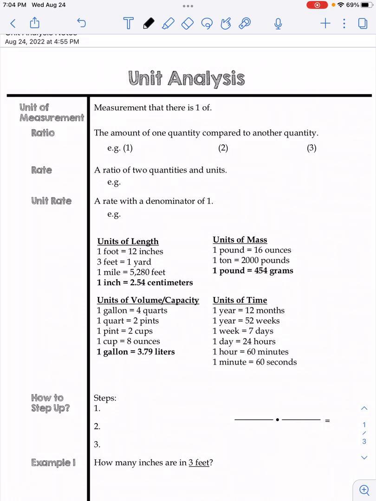Hello. So these notes are on unit analysis. We'll be working on this for 2 days, Thursday and Friday. This is generally the last topic of Unit 0, and this is generally the topic that students mainly struggle on, if they struggle on any of the six.